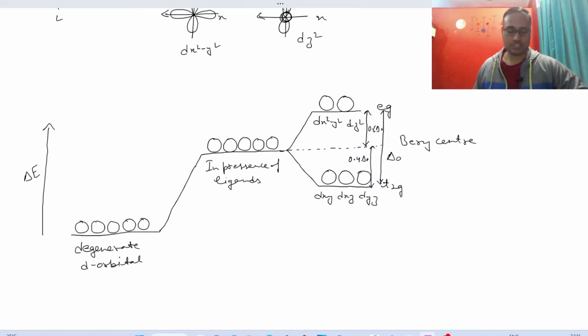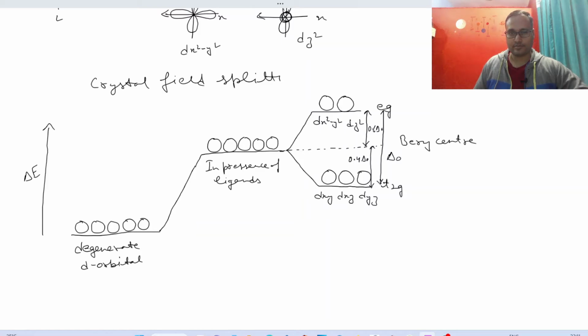In some books it's mentioned as 3 by 5 or 2 by 5, or we can also write it as 0.6 Δ0 or 0.4 Δ0. Okay, this is how the splitting of the d orbital takes place in an octahedral complex. So this we are talking about crystal field splitting in octahedral complexes.